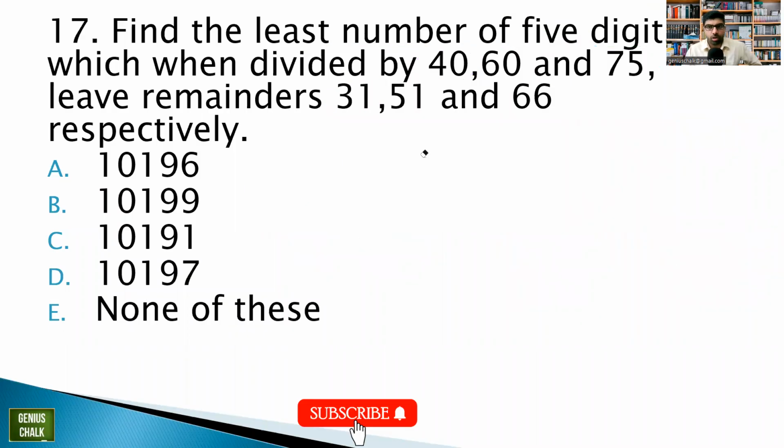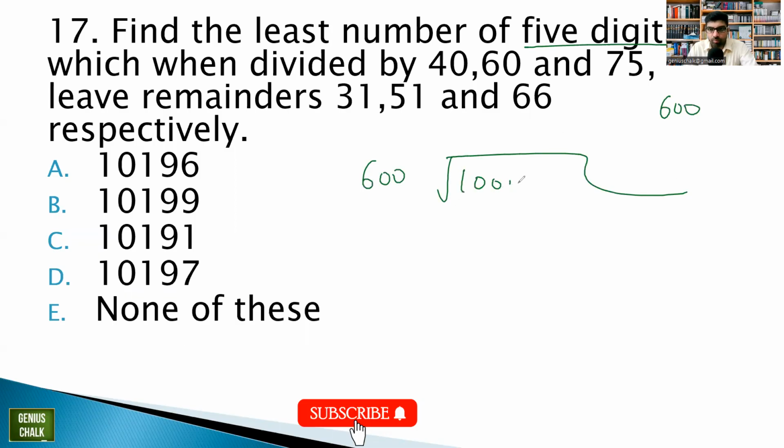I know that I have got 600 as the LCM. So divide this 600 into the least number of 5 digits, and what is that? It is 10,000. Just divide it and solve it. What is the remainder? 6 sixes are 36, so 400 is my remainder.